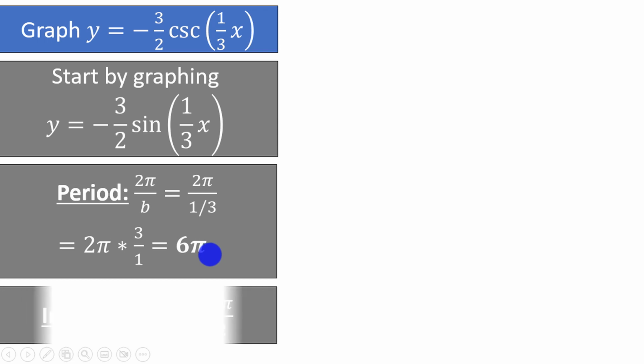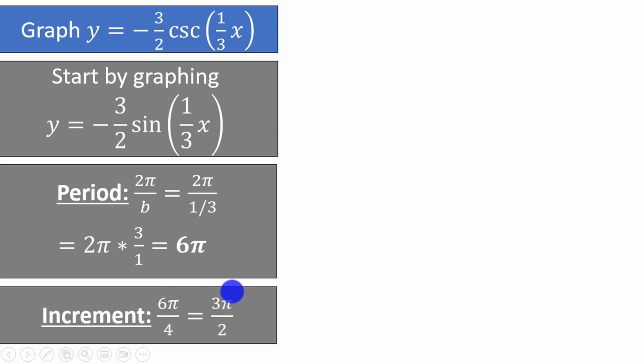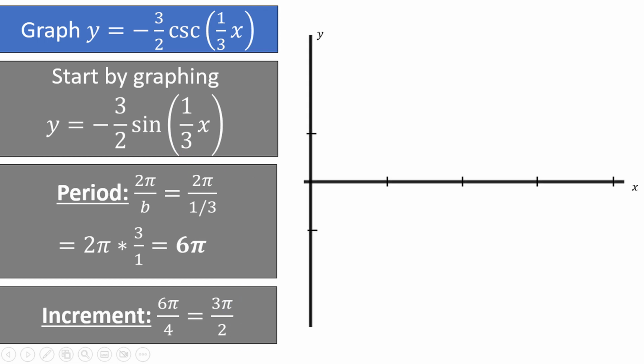1 quarter of 6 pi is 6 pi over 4, which reduces to 3 pi over 2. We will have an important point on the graph of negative 3 halves sine of 1/3 x at every 3 pi over 2 radians. Let's start to graph the function.